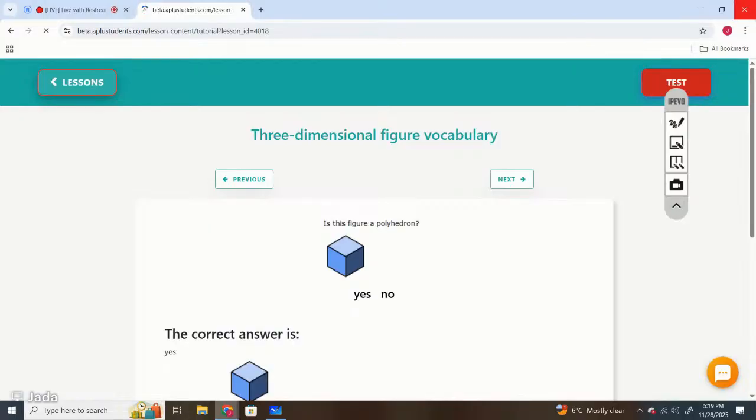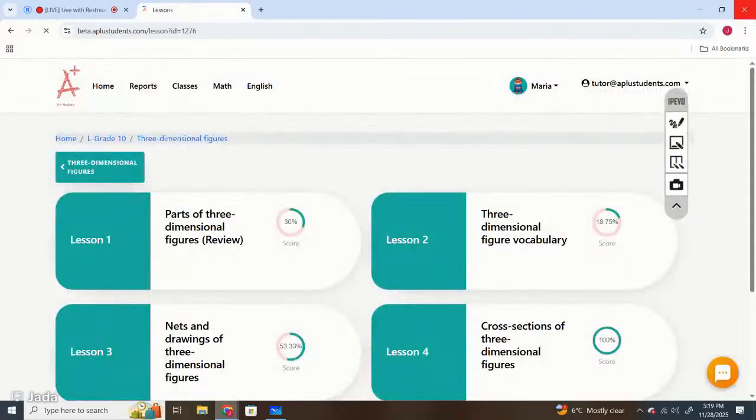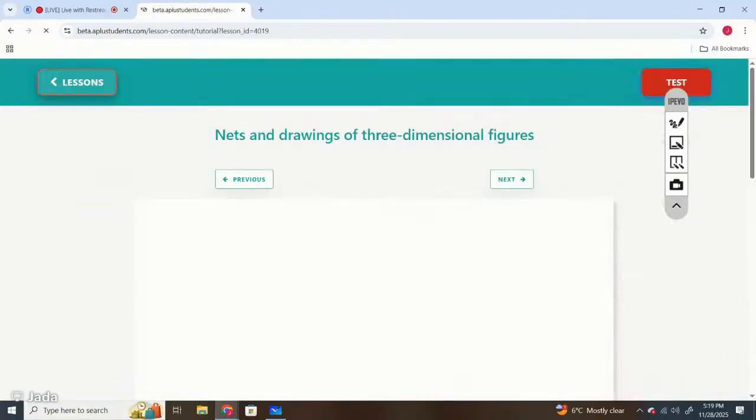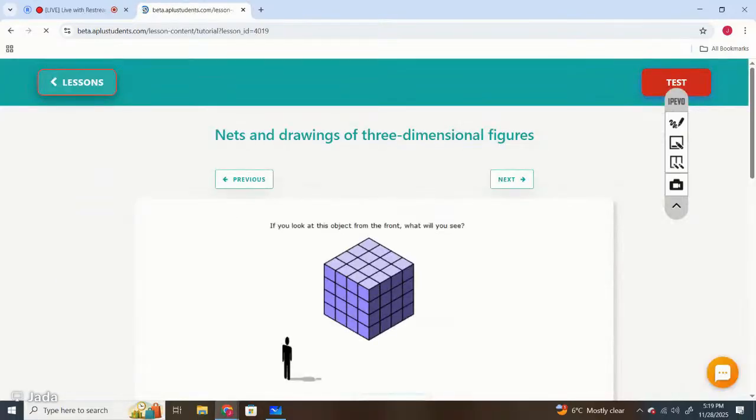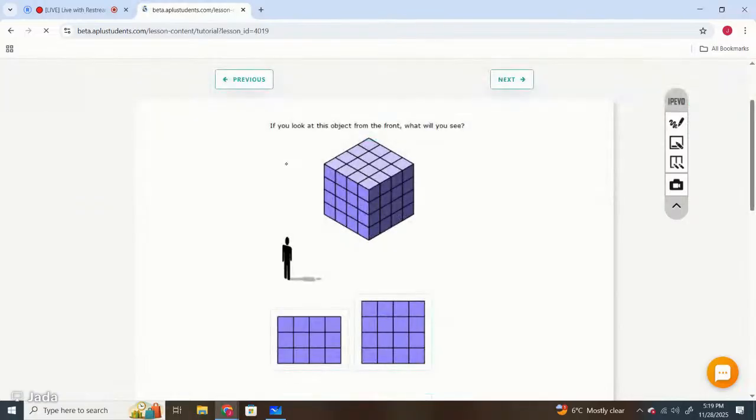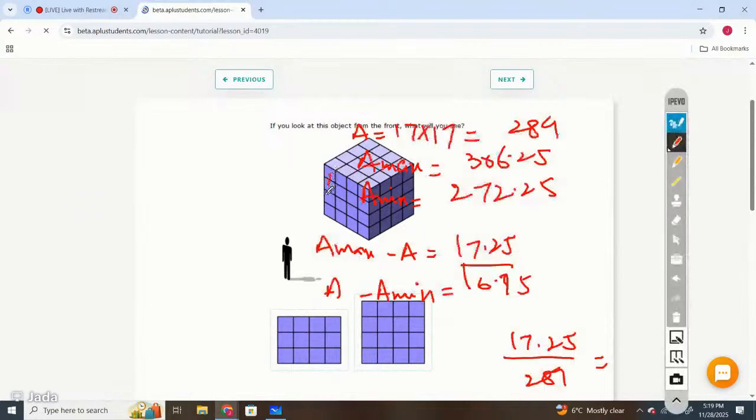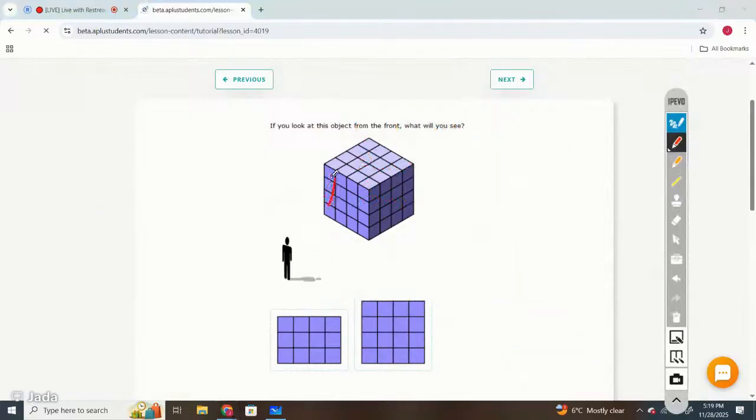The next lesson is nets and drawings of three-dimensional figures. If you look at this object from the front, what will you see? So you're standing here, and when you look at this figure, you look at this side. You have four squares in the length and four squares in the width. So which is the correct option? This one is the correct option.